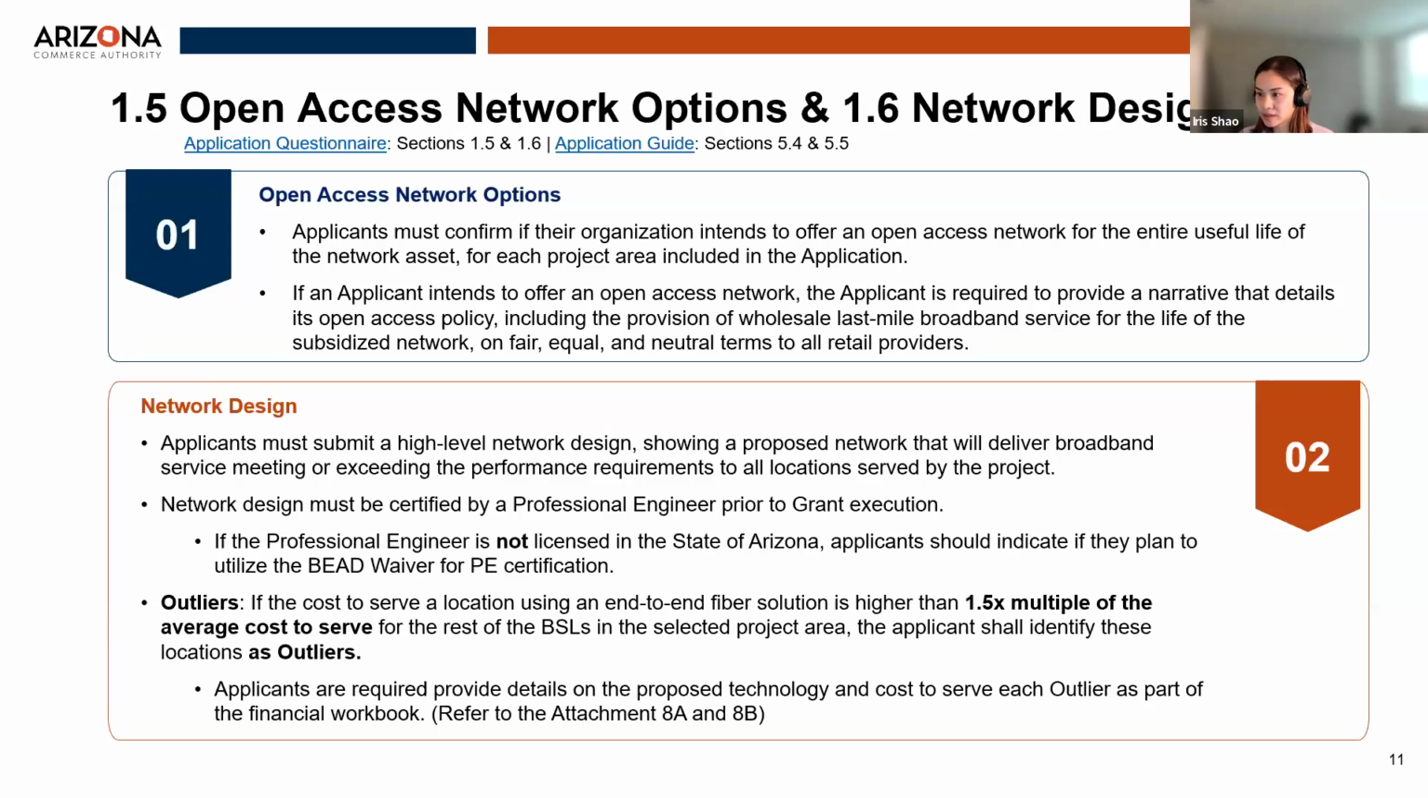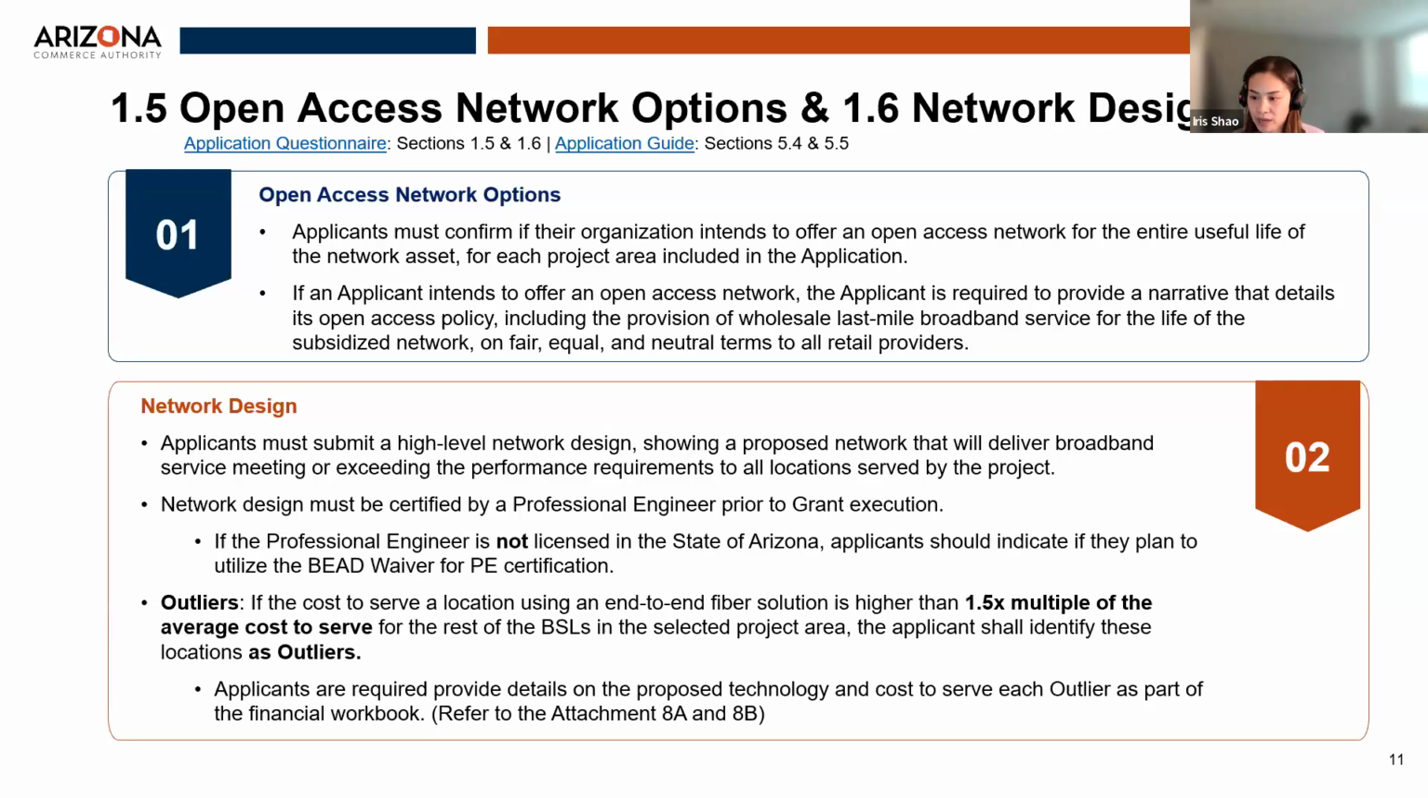For 1.6, network design, this is where we'll ask you to submit a high-level network design. And this network design will have to show that you're delivering broadband service that meets or exceeds the performance requirements for all the locations in your selected project area. And this network design also has to be certified by a professional engineer when you submit the application. And if the professional engineer, the PE, is not licensed in Arizona, then you'll have to indicate if you plan to utilize the BEAD waiver for PE certification.